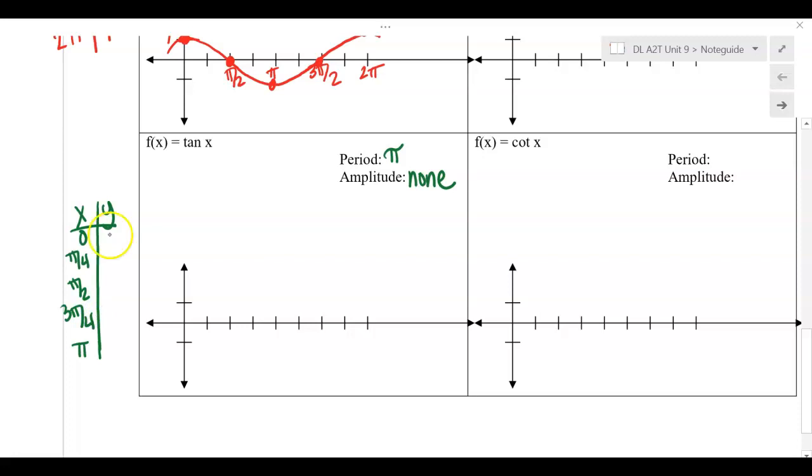At 0, the tangent is 0, and at pi over 4, it's 1. At pi over 2, it's undefined. And we're just going to write that in our chart, and we'll see how that interprets on the graph. At 3 pi over 4, it's -1, and at pi, it's back to 0.